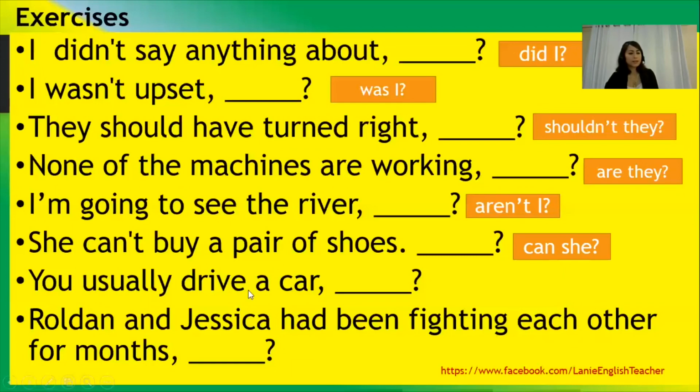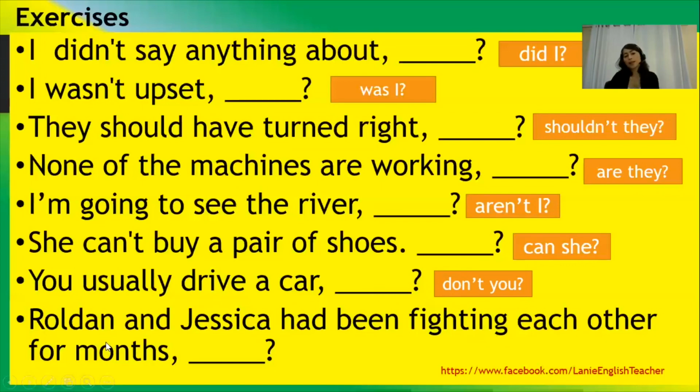Next, you usually drive a car. In this case, there is no auxiliary verb being used in the statement. So you have to think whether you have to use do, does, or did. Now, take note. The verb drive here is in plural form. So in case the plural form of the verb is used in the sentence, begin your tag with the verb do. So since the statement is positive, your tag question should be negative. So do becomes don't. So you just copy the subject, which is the pronoun you.